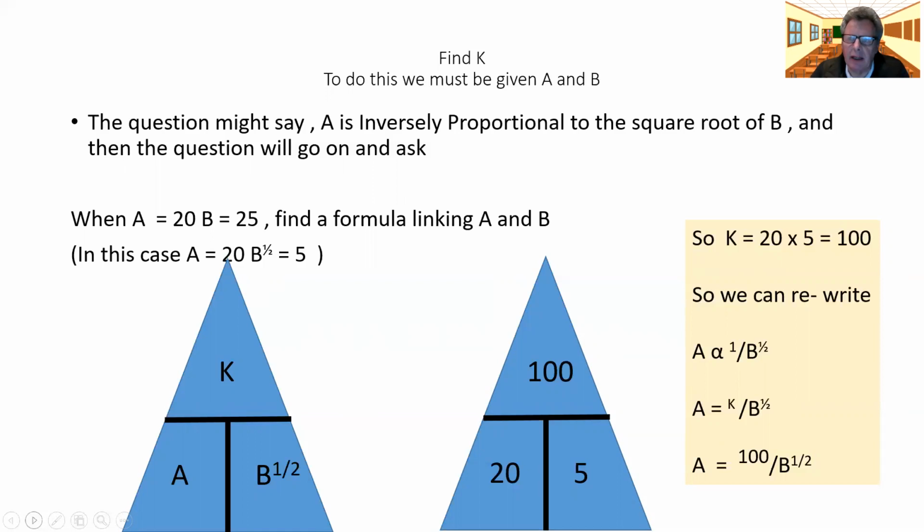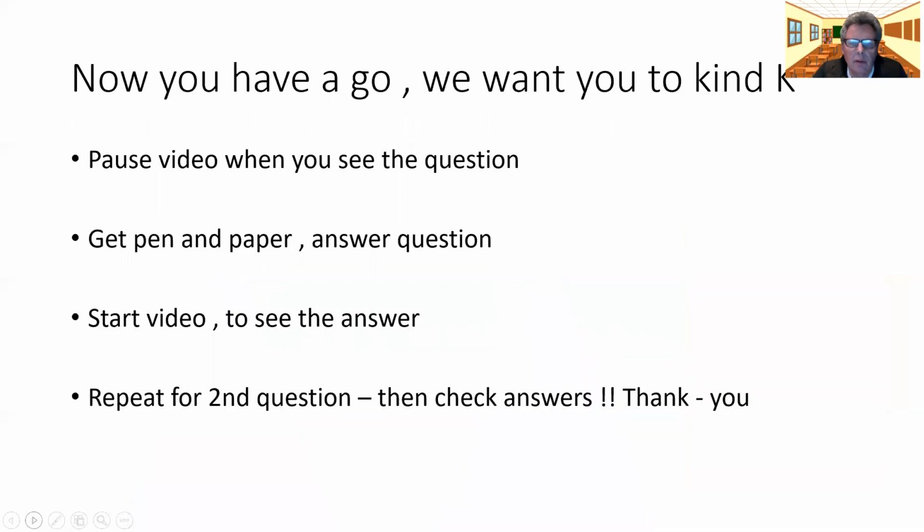Right, now we're going to give you just a few examples where you have to find K. Because if you can find K, you've cracked this problem. All right? So make sure you've got a pen and paper, and make sure you then pause the video. Then once you think you've found K, just go and check your answer.